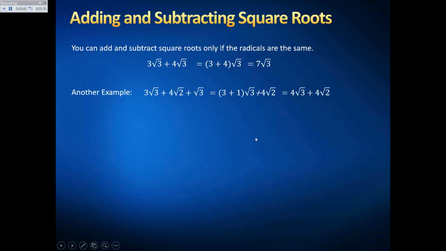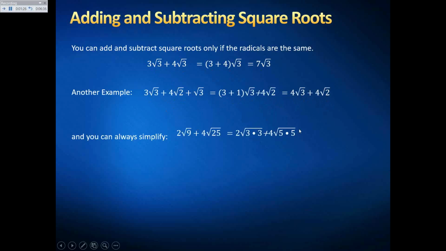Here's another example. We have 3 times the square root of 3 plus 4 times the square root of 2. Now this is not the same. You can only add these if the radicals are the same. Here we could add them. Here we cannot. And then plus radical 3, which is the same thing as 1 times the radical 3. So we can combine this one and this one, and we get 3 plus 1 times radical 3 plus 4 radical 2. And so our final answer, after we simplify it all, would be 4 times the square root of 3 plus 4 times the square root of 2. These two things cannot be combined because they're not the same.